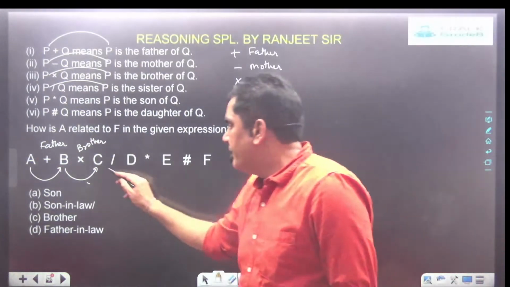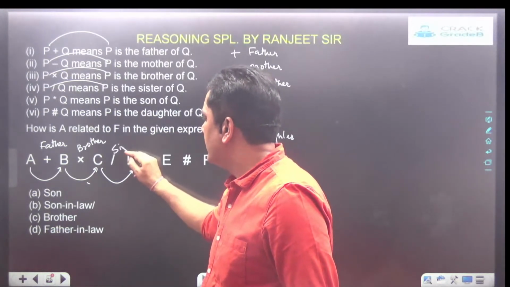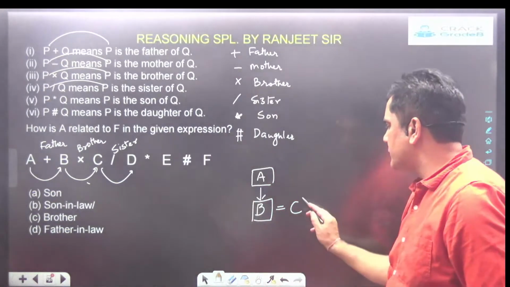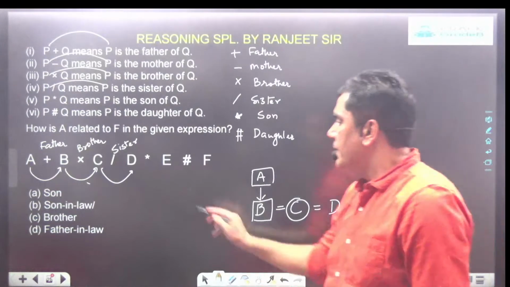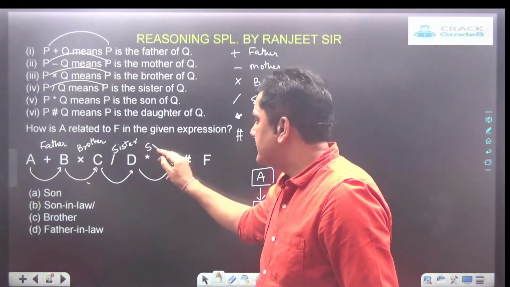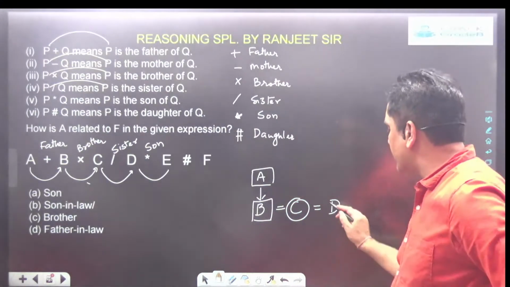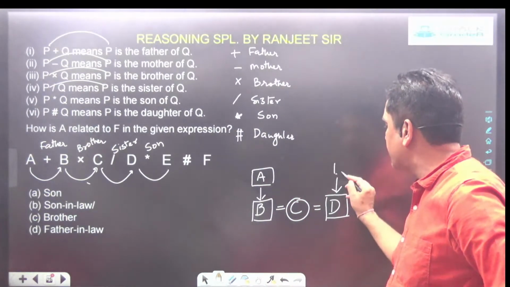Next one. Division means sister. So I will say C is the sister of D. Next one, D star. Star means son. So I will say D is the son of E. D is the son, so D is male and son of E. So E must be over here.